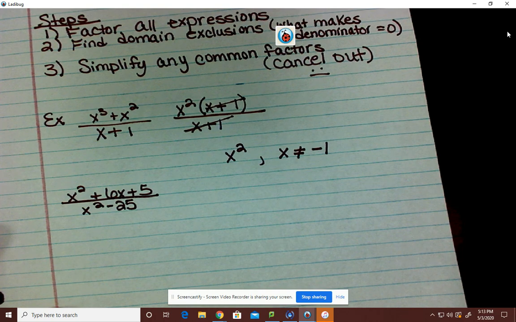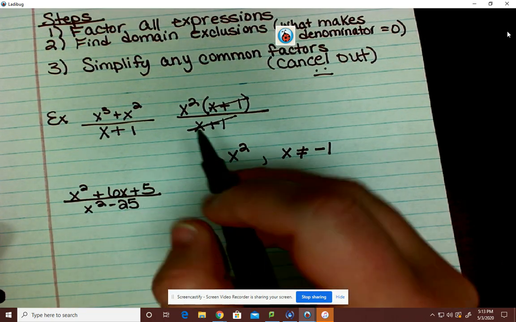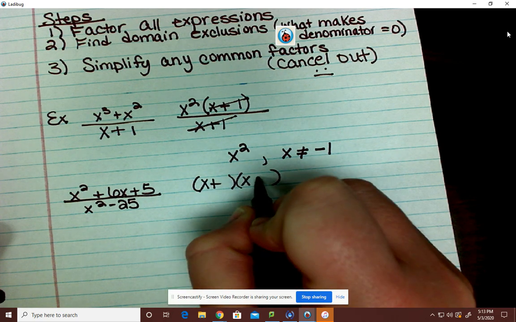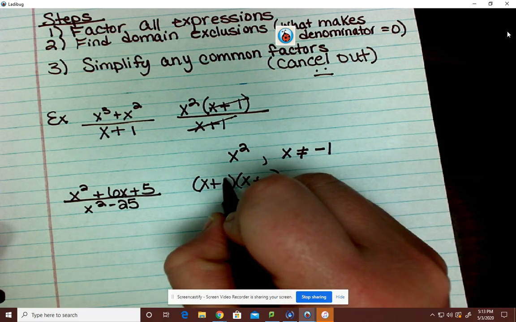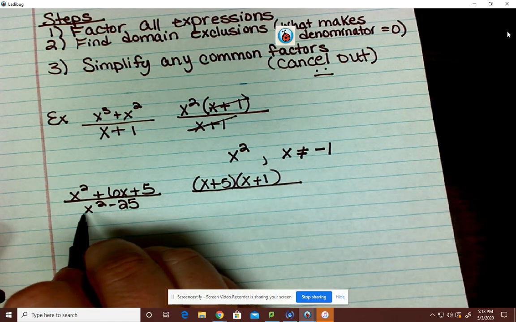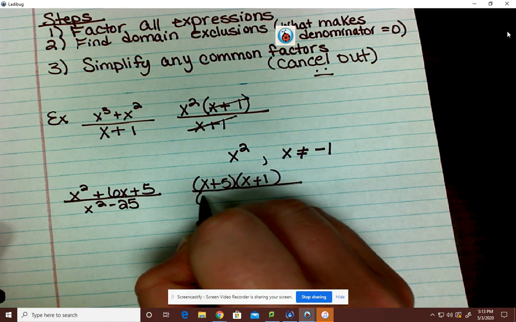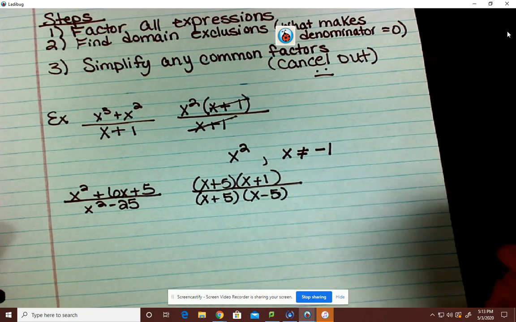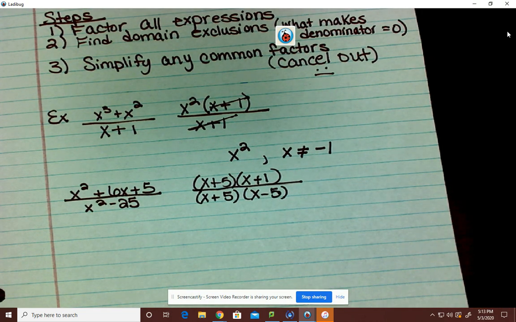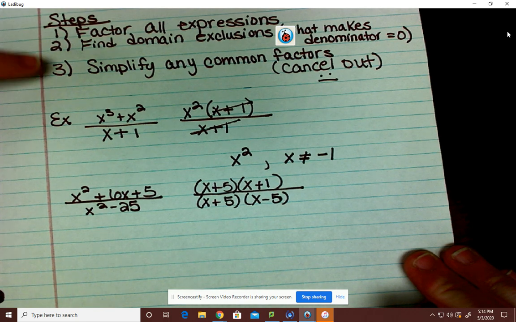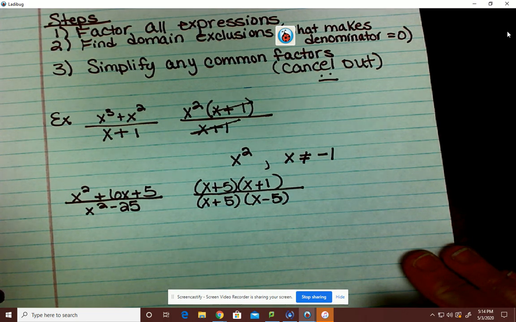All right, so first step is to factor. Here I'm going to use reverse FOIL. X and x, same sign, both plus. Multiplies to 5 and adds to 6 would be 5 and 1. Denominator is difference of squares, so that factors into x plus 5 and x minus 5. Now, before you go crossing anything out, you got to find your domain exclusions. Before, because that's step 2, you do this before you cross or cancel anything out.